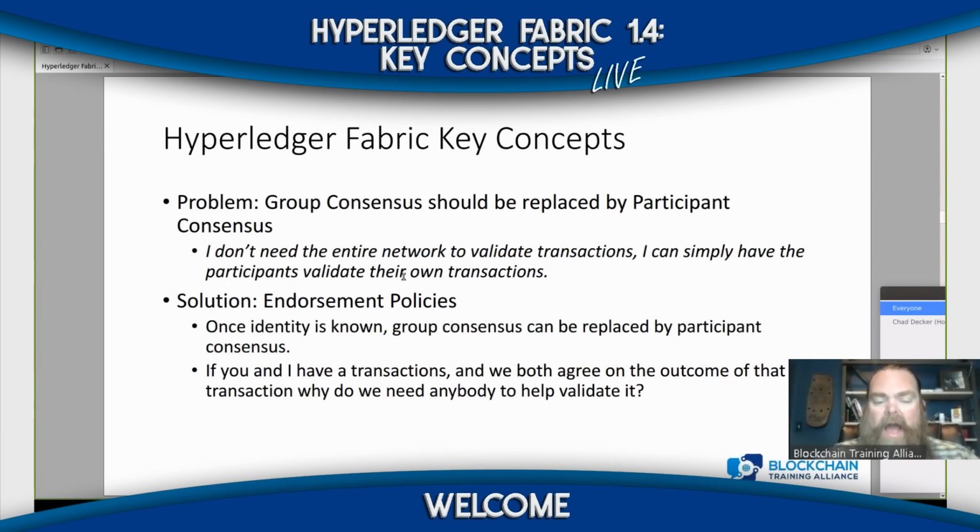And then finally, we said, hey, we don't need group consensus on a platform where we have identity. We can use participant consensus. I don't need the entire network to stop and validate each transaction. I can have the participants validate their own transactions according to their own rules. And in Fabric, this is accomplished by something called an endorsement policy. This allows me to define what consensus looks like for a certain piece of functionality on my channel.